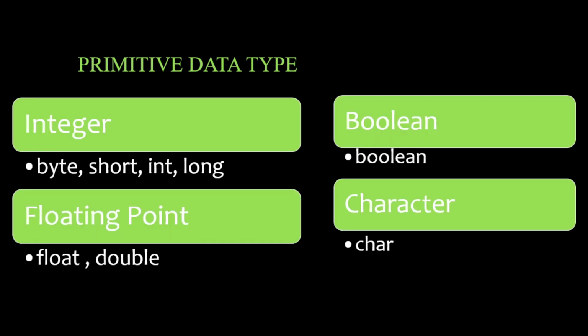So integer is our first group, that has byte, short, int, and long. The integer group contains the byte, short, int, and long primitive data types. Another one is boolean, which contains the boolean primitive data type. The floating point group contains the float and double data types, and the character group contains the char data type. This is how the 4 groups contain all the 8 primitive data types.